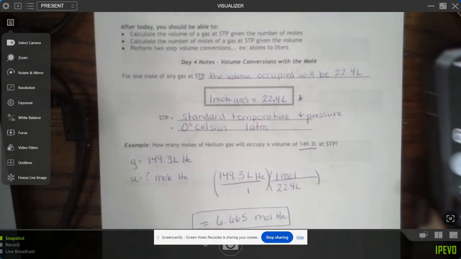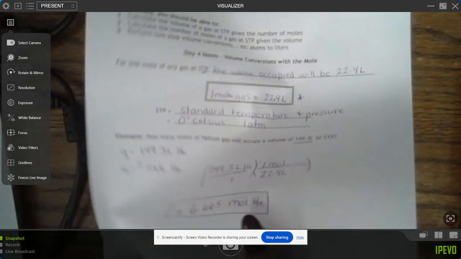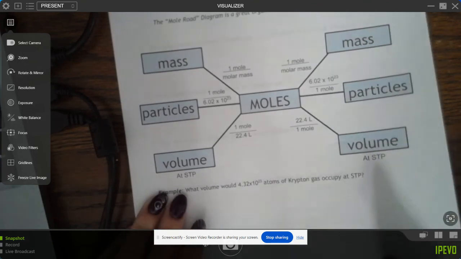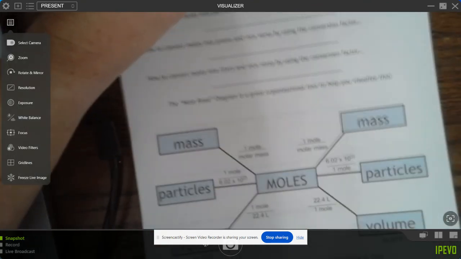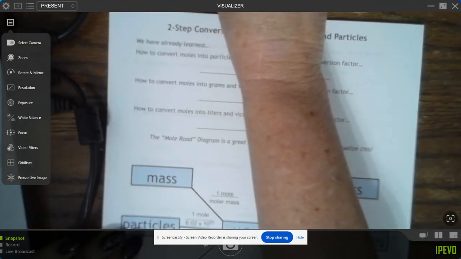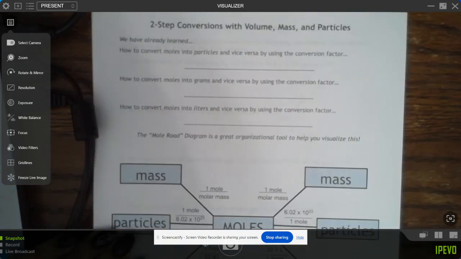Shall we do one more problem together? Let's see, I guess we're not going to do another problem quite yet. We're going to talk a little bit more, and then I'm going to give you a beautiful mole map. So, two-step conversions. This is just combining everything that we have done so far.